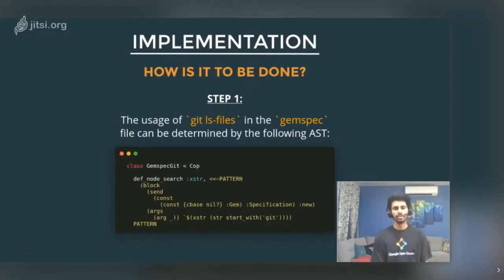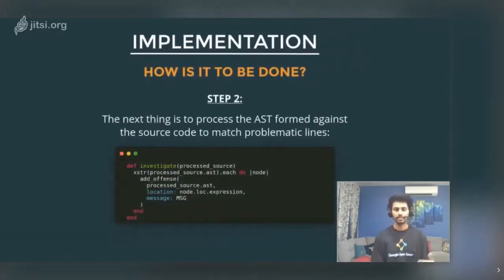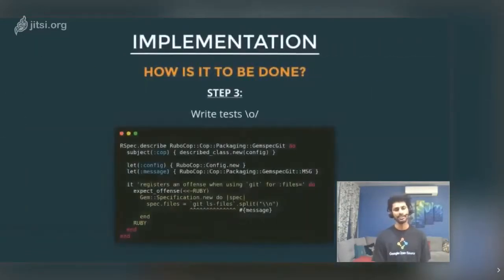So the first step that we do is essentially write a node pattern for the problematic lines of code. Step 2 is that we investigate the source. So we create the AST of the entire source code, and we match that against the node pattern that we've created. In case such a match exists, we report those lines with the message that we want to print. So that's step 2. And step 3 is to write tests.